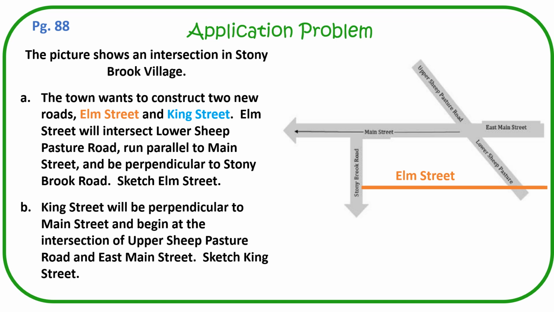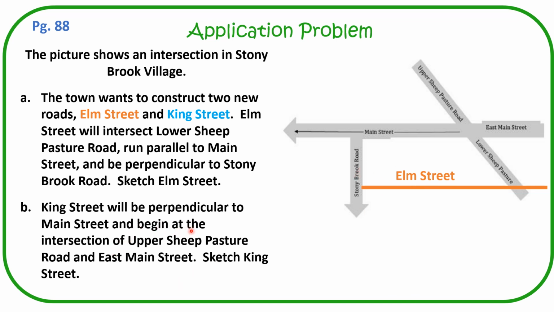King Street will be perpendicular to Main Street and begin at the intersection of Upper Sheep Pasture Road and East Main Street. Sketch King Street. All right, let's begin from up here. King Street will be perpendicular to Main Street. All right, here's Main Street. I want King Street to be perpendicular, meaning it's going to make a 90 degree angle. So I know that King Street would be a vertical road as opposed to Elm Street, which is a horizontal road.